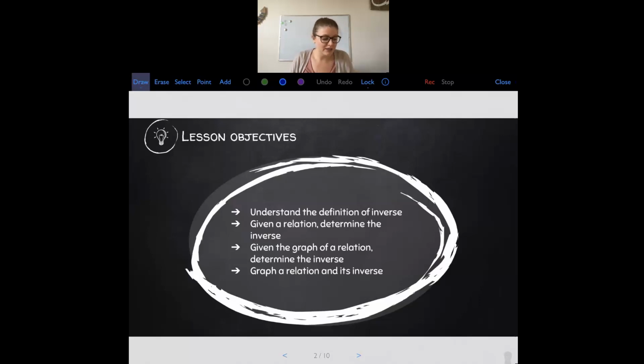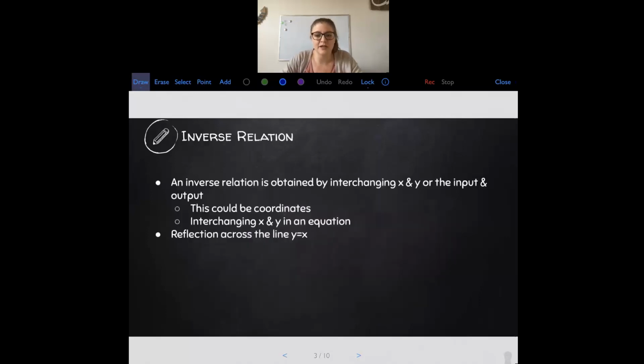Okay, so this lesson is all about getting acquainted with the idea of what an inverse is. An inverse relation is obtained by interchanging x and y. Another way to think of it is, if x is our input and y is our output, we interchange the input and output. So this could be coordinates. For instance, if we had a coordinate (2, 1), the inverse would be (1, 2), interchanging x and y, or interchanging the input and output. If we're given an equation, something like y = x + 5, the inverse would then be x = y + 5, and we'll talk about that a little bit more as we go through the lesson.